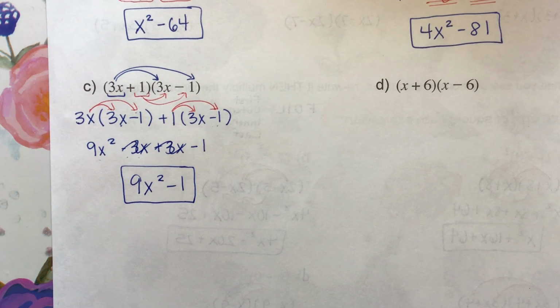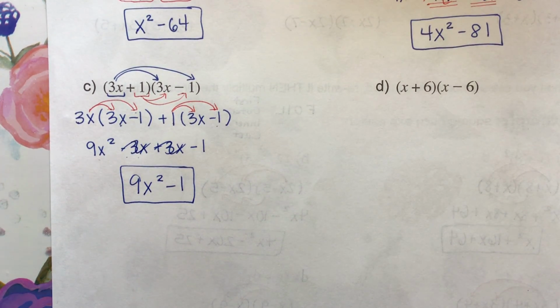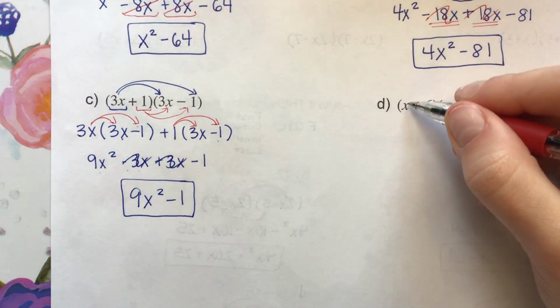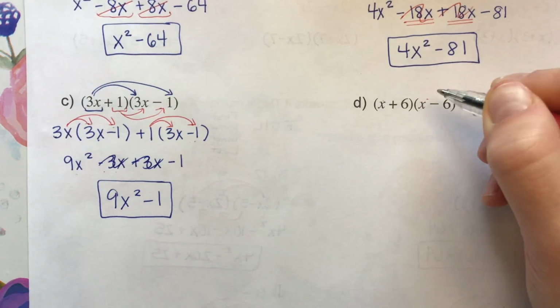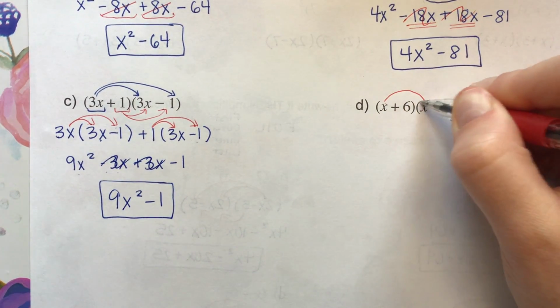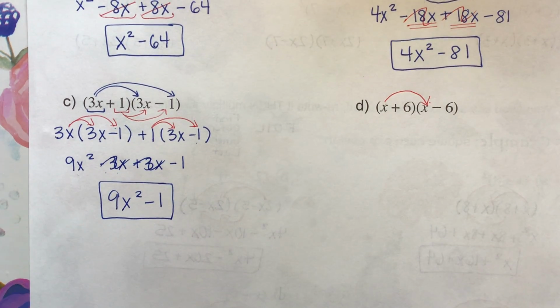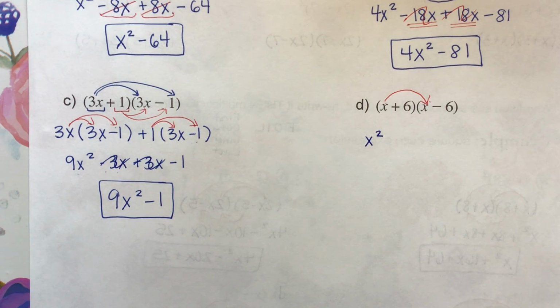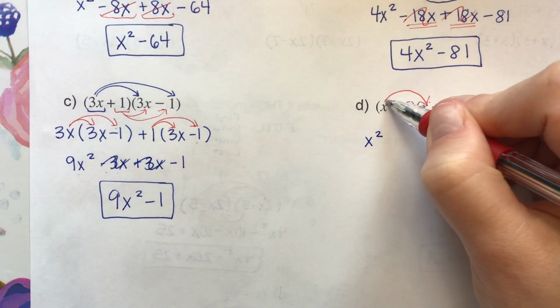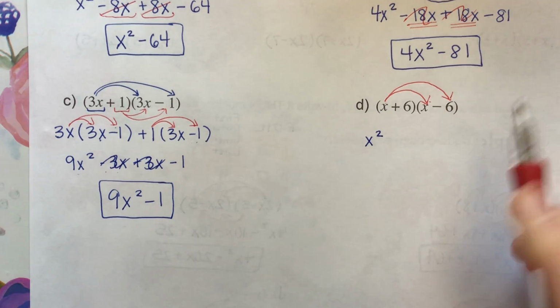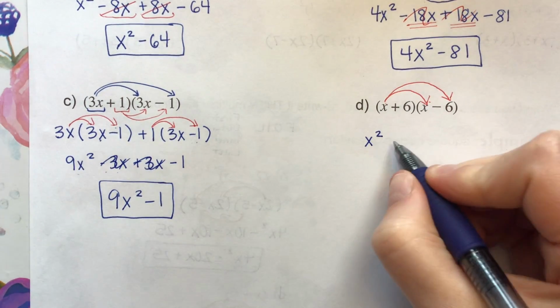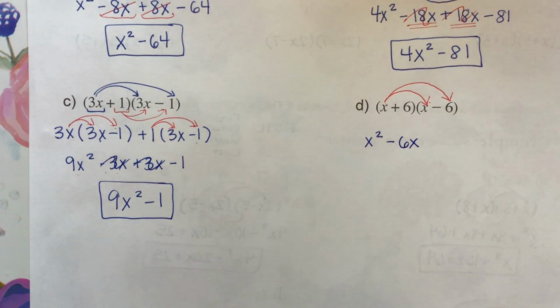We have one more example. We have x plus 6 and x minus 6. So if we follow FOIL again, then we're going to have the first term times the first term, which is going to be x times x. x times x is x squared. After that, I'm doing outer terms. x times negative 6. I'm getting the negative because of the minus sign right here. So that's going to be minus 6x.